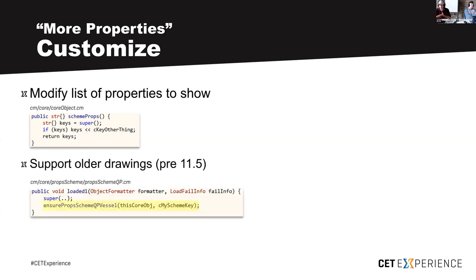If you already have this set up, you will want to support older drawings when we come out with 11.5. Calling ensure prop scheme quick property vessel in your loaded one will make sure that that quick property vessel exists. If it doesn't exist, it'll create it. If it already exists, it'll leave it alone. I think at a previous time we did this chat, somebody asked if that needs to be in a version check. It does not need to be, but you can.